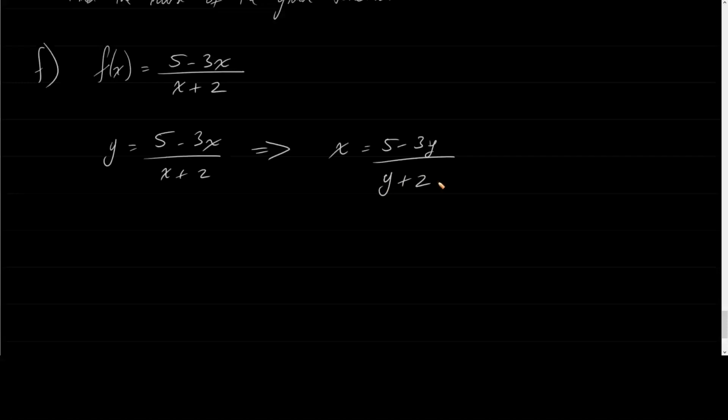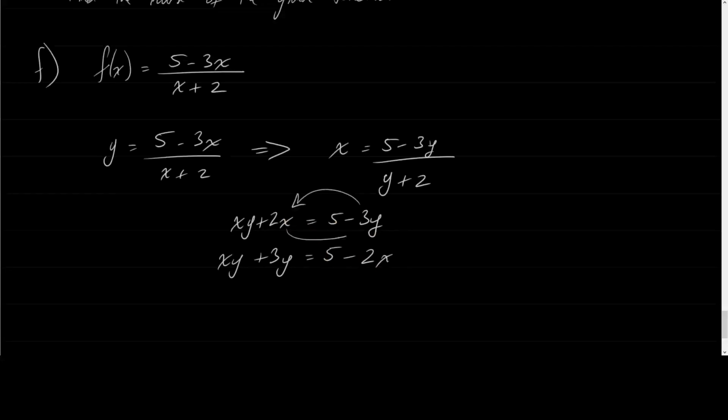How do I solve for y here? Well, I'm going to multiply this to the top over here. So I end up with xy plus 2x is equal to 5 minus 3y. Then I'm going to put all the y's on the same side. So I've got xy plus 3y, and whatever doesn't have a y on the other side. So I end up with this 5 staying there, and I move the 2x to the other side, so minus 2x. Essentially I moved this over here and that over there.